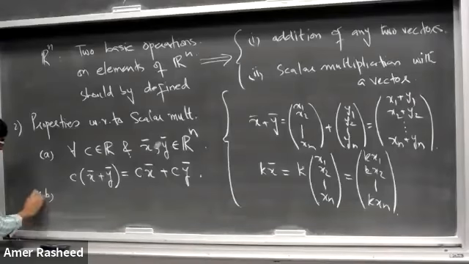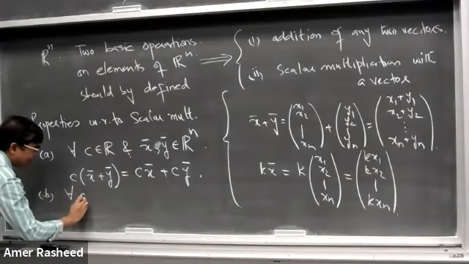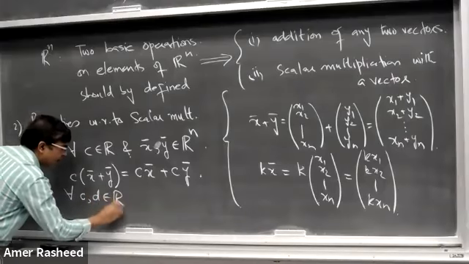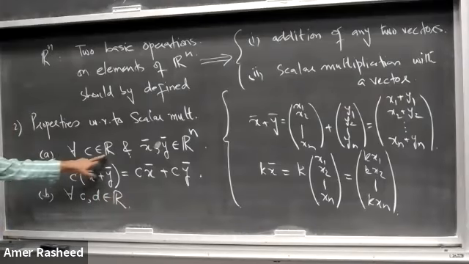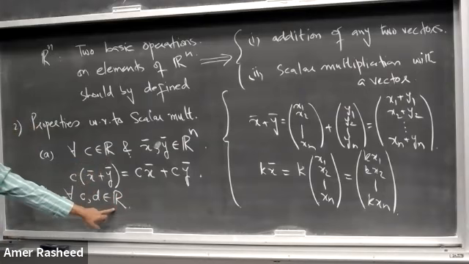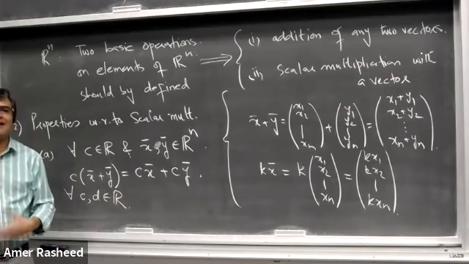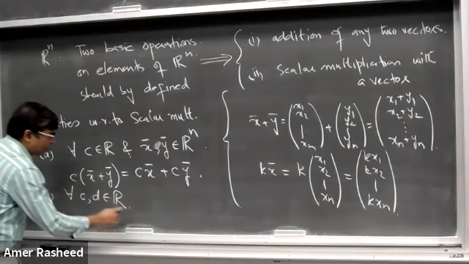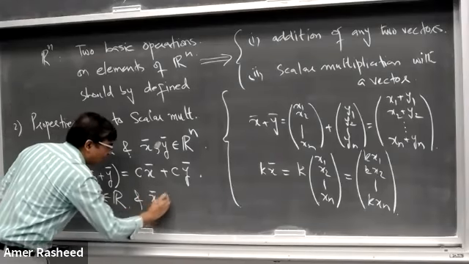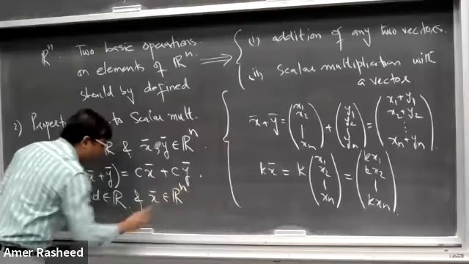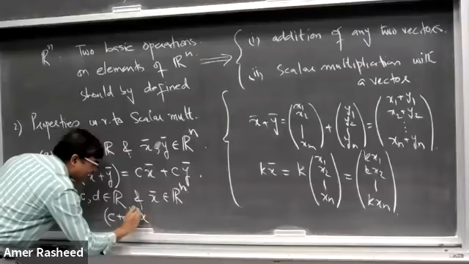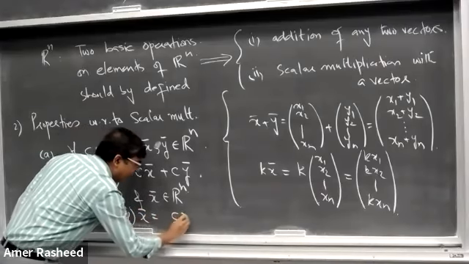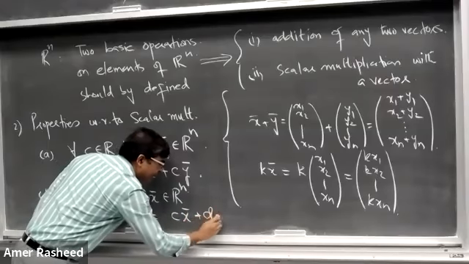Second property is for all c, d belongs to R. Whenever I write c belongs to R and d belongs to R, what does it mean? Obviously, they are scalars. They are not vectors. c, d belongs to R and x belongs to Rn. The property is now (c plus d) times x is equal to c times x plus d times x.